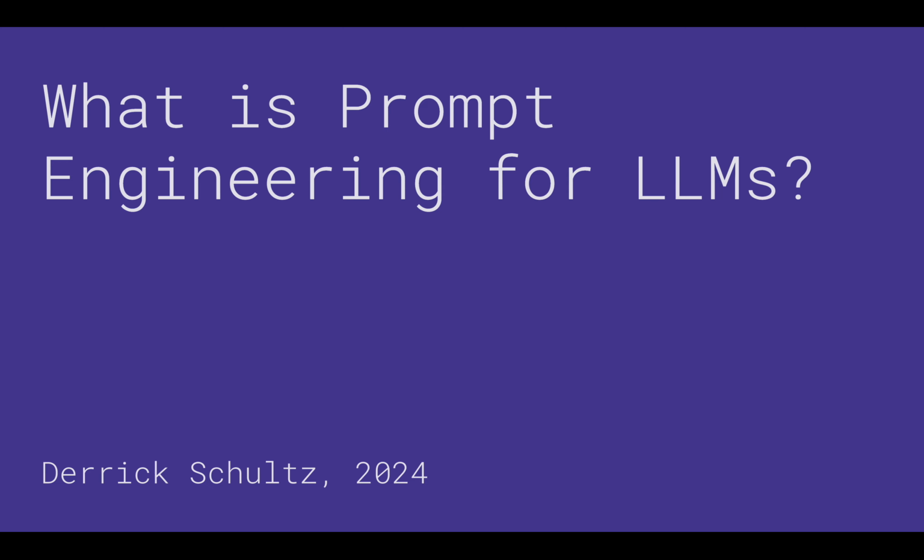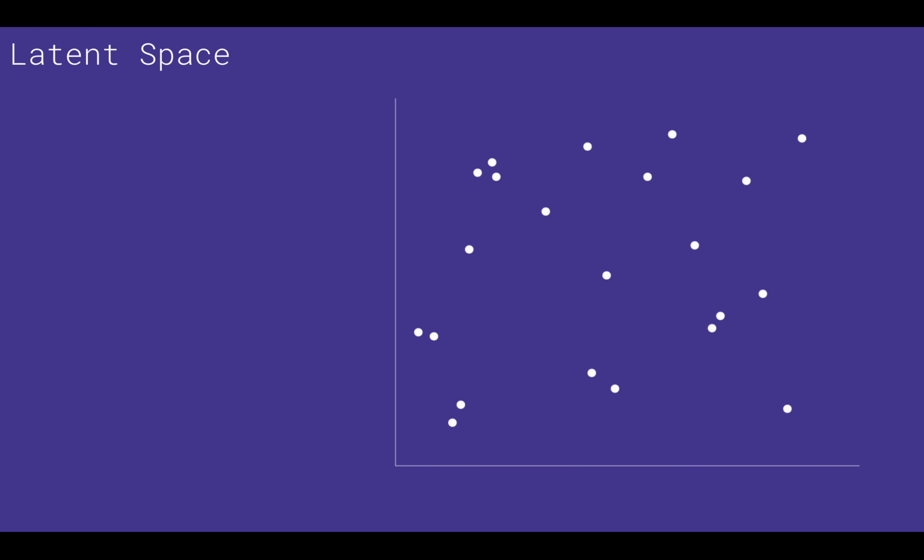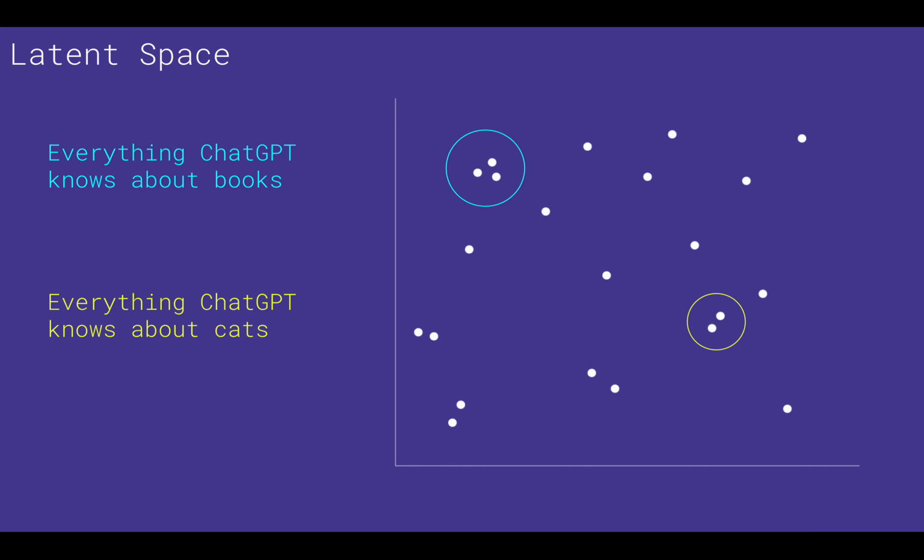And in order for me to talk about prompt engineering, I need to first talk a little about latent spaces. I've covered latent spaces in other videos before, but just to highlight what is happening here, imagine that you've got a space. And in one part of the space is a certain amount of data. So this might be everything ChatGPT knows about books. There's a bunch of points in here. Maybe it knows about science books, fiction books, history books, those sorts of things. And then another part of the latent space is everything that ChatGPT knows about cats. And this is how latent spaces work.